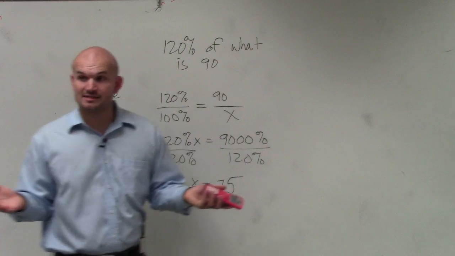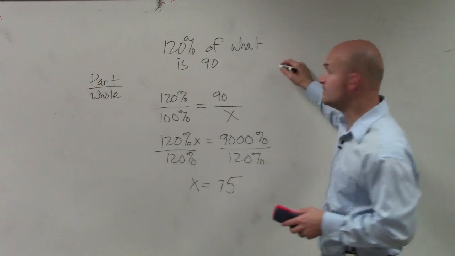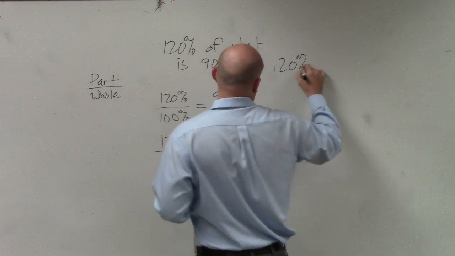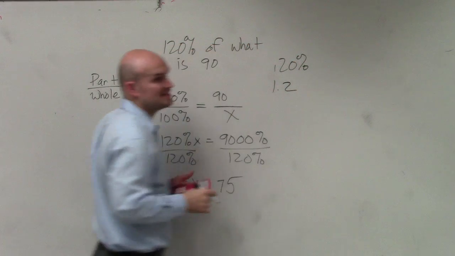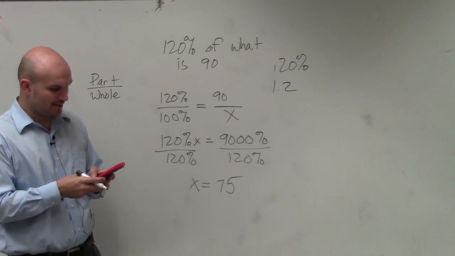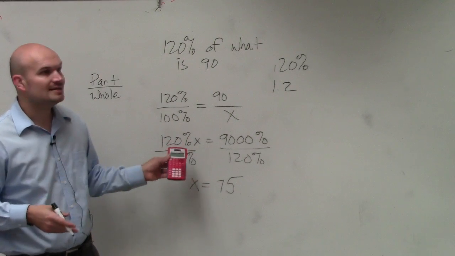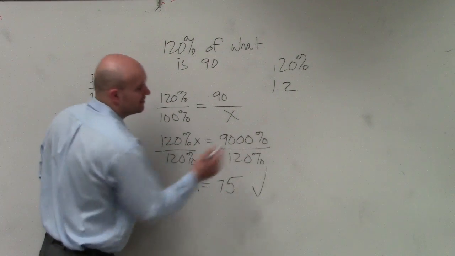Now, let's double check that. Let's go ahead and rewrite, 120% is the same thing as 1.2 as a decimal, right? Let's double check that. So if I do 75 times 1.2, which would be 120% of that, I get 90. So therefore, that is verified.